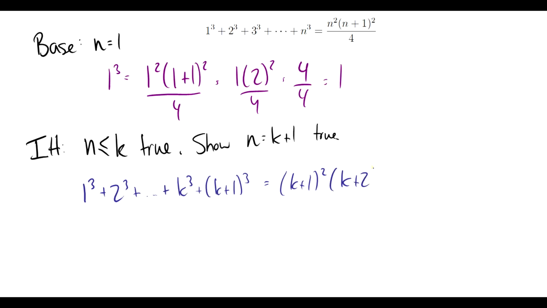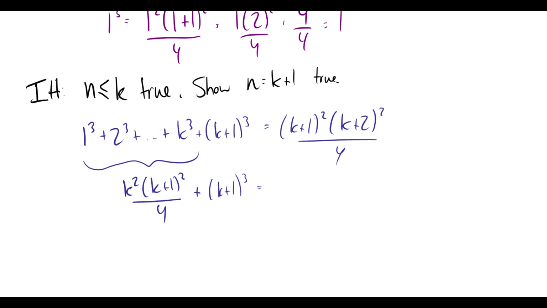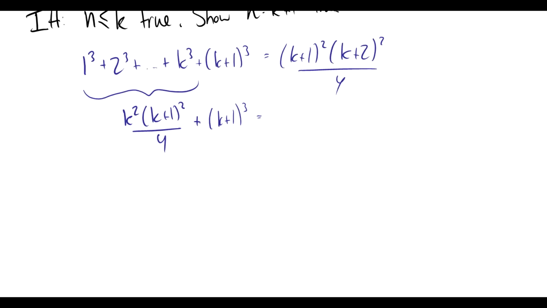This will be (k+1)² times (k+2)² all over 4. Okay, well, we know that n ≤ k is true, so 1³ + 2³ all the way up to k³ is the same thing as k² times (k+1)² all over 4. So then we just add (k+1)³, and that should be equal to the right side. I'm not going to write the right side every single time, because that would take too long.